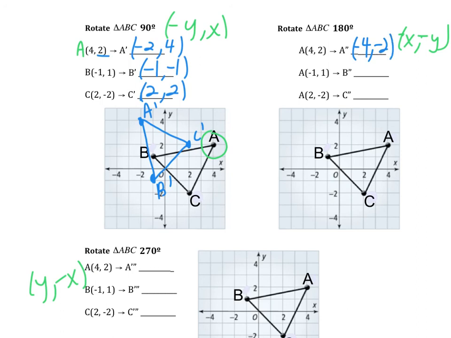For 270, the rule is y, opposite x. So for A triple prime, y is 2, so it stays 2. Opposite of x, so 4 becomes -4. All right, so there's where A triple prime would be.